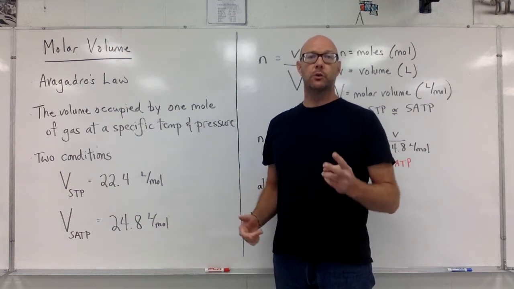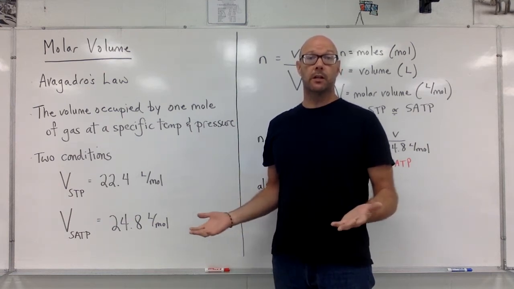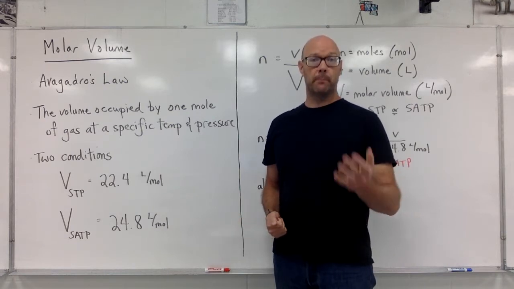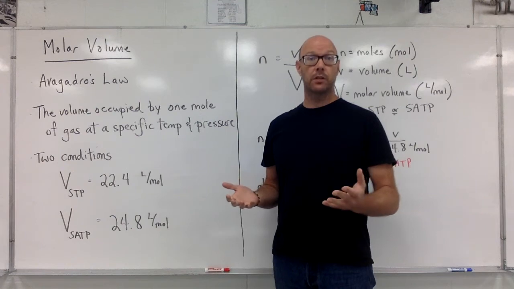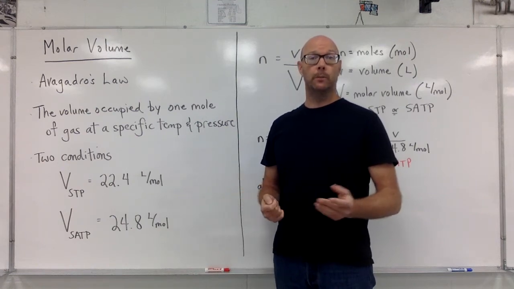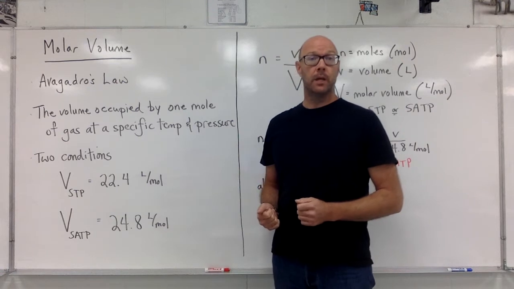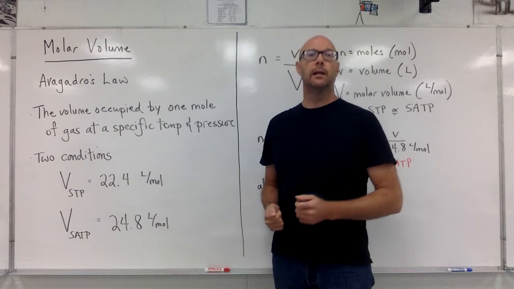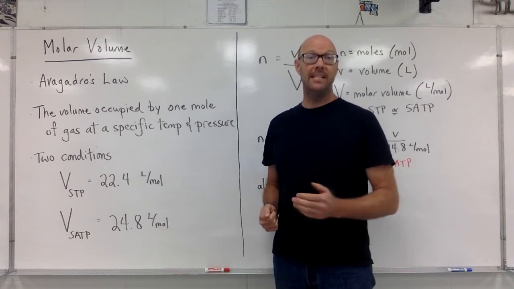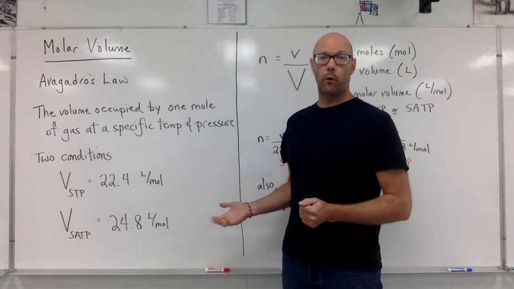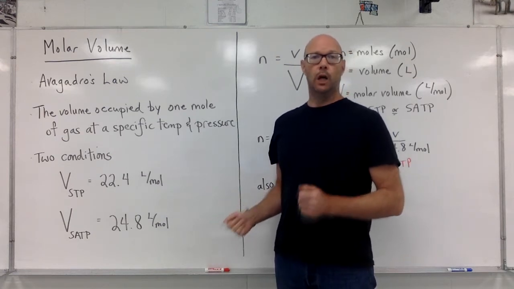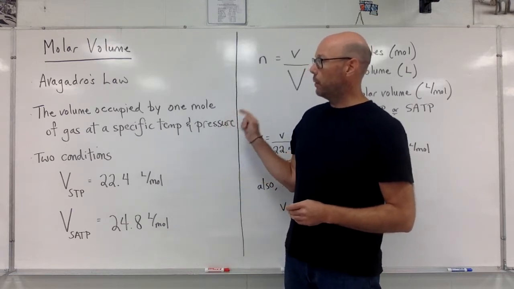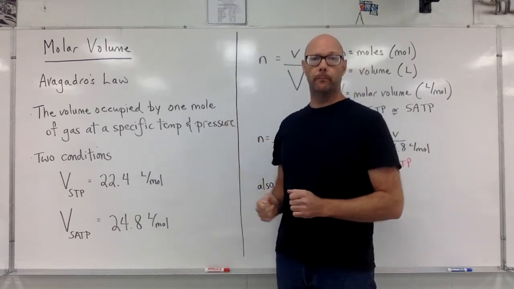Now for us, there's only 2 separate sets of conditions that we're ever going to encounter, and they're STP and SATP. We're not worried about the temperature or the pressure at those conditions. We're worried about the molar volume, which is capital V. The molar volume at STP is 22.4 liters per mole. At SATP, the molar volume is 24.8 liters per mole. Look at the connection between the units and the point above: the volume occupied by 1 mole of gas, liters per mole.